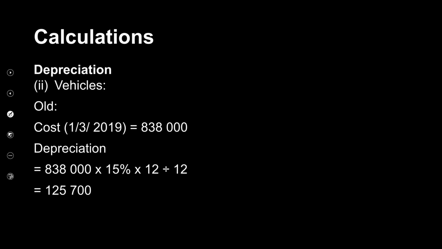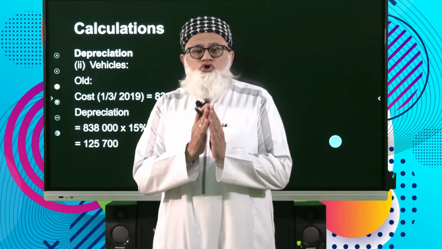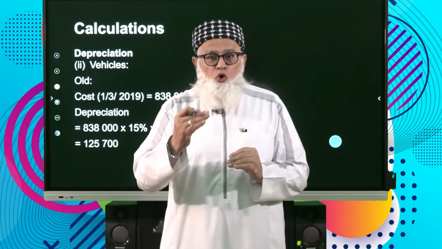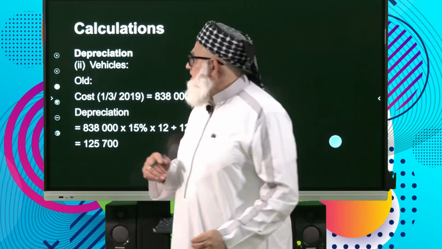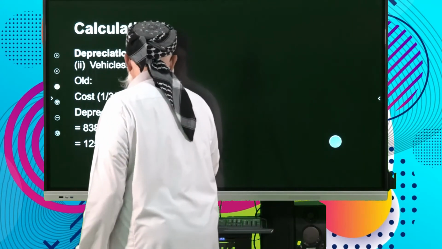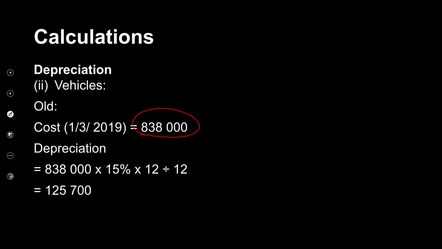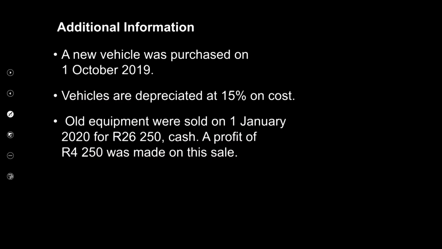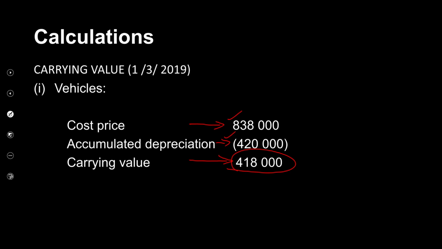Now we are expected to work out our depreciation. Right. Always keep your calculations for depreciations separate. Old and new. Starting with the old. Cost price was 838,000. We've dealt with that figure already. We've seen it. It was my balance at the beginning of the year. And what was my rate of depreciation? Let's just check my rate of depreciation for vehicles. Vehicles are depreciated at 15% per annum on cost.